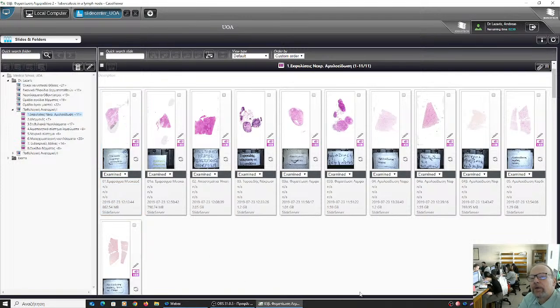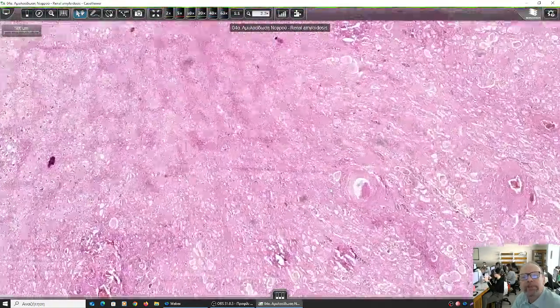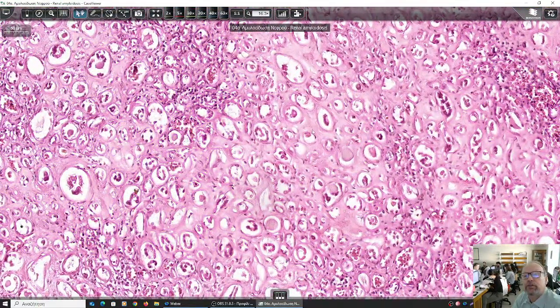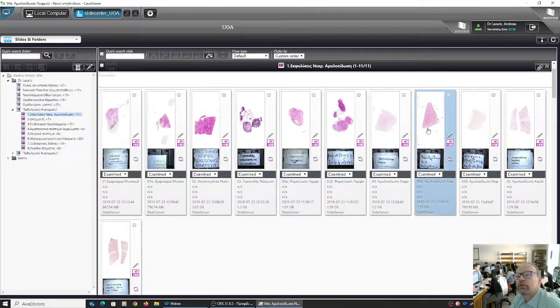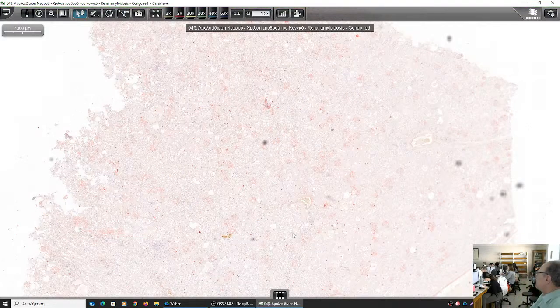All right, and the next one is amyloidosis. That means deposition of amyloid, a substance, in the kidney. There is some sort of atrophy here in the tubules. However, I will not choose this slide. I'll choose the Congo red stain because this is the stain that highlights amyloid deposition. Deposition of amyloid starts under the endothelium. So we'll try to identify the structures of the kidney parenchyma that are affected by amyloidosis.